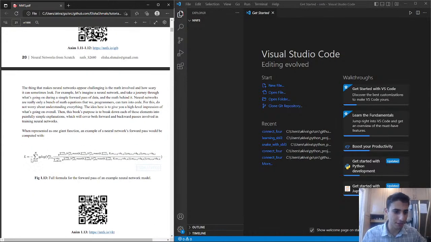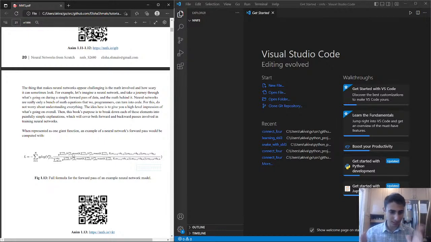Oh, look, math. Terrifying, right? Isn't that horrifying? And look, there's a random negative over here. You gotta remember the negative. Okay. So there you go. So that's just an example of classification. The thing that makes neural networks appear challenging is the math involved and how scary it can sometimes look. See what I say? Look at this. This looks absolutely horrifying.